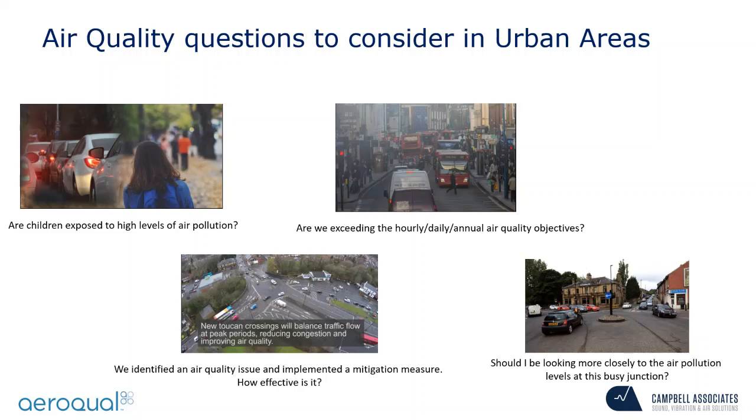So the main problem in urban areas regarding air pollution is the air pollution that comes from motor vehicles, so mainly from traffic. Here I put some questions that we have to consider when we are dealing with air pollution.